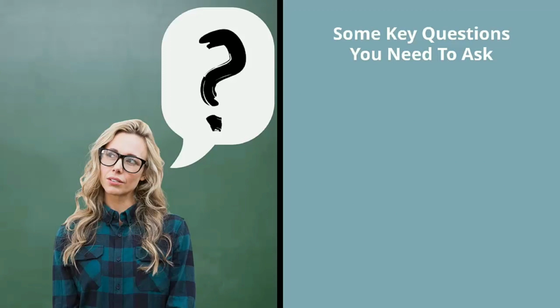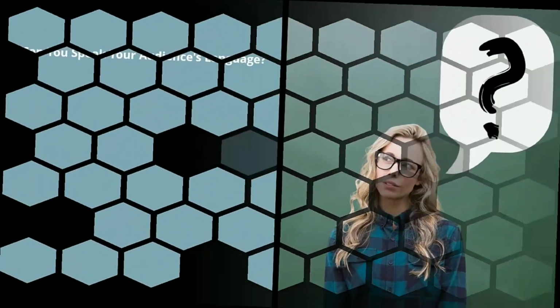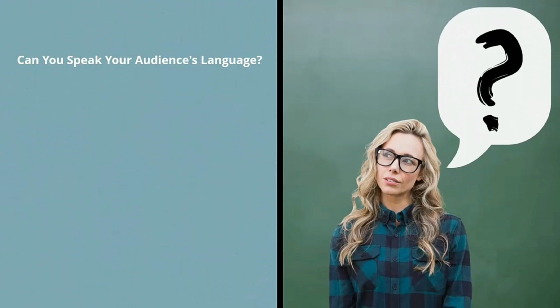Some key questions you need to ask. What problem does your product solve? Think in basic terms. If you're selling something, it's because it solves a problem. If you're a real estate agent, you're selling a home. Why do people need a home? It's not what you think. They need it for location. Some people buy it for status. Other people buy it for a lifestyle. Understanding these different reasons and navigating your way around them enables you to tie these reasons with certain audiences so you can speak their language. Can you speak your audience's language?